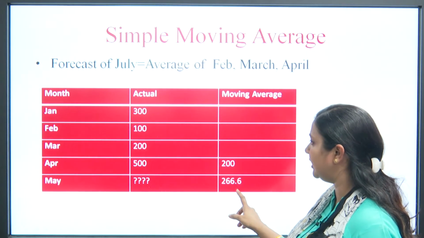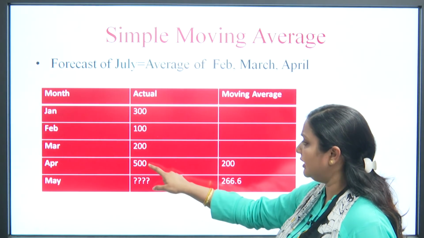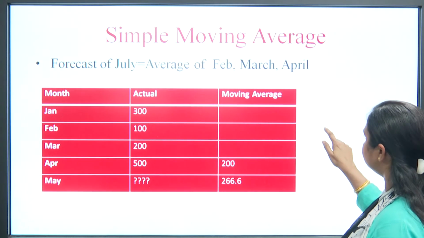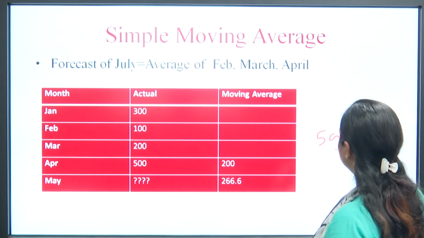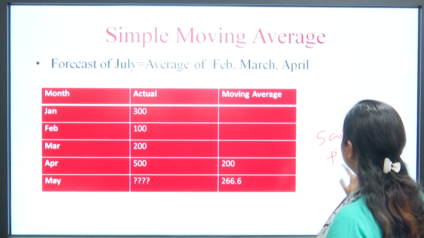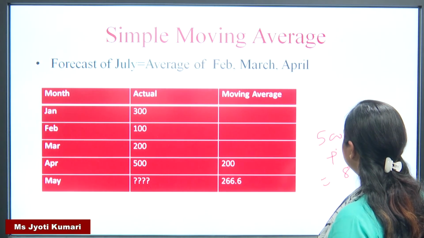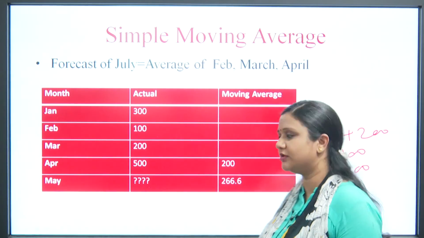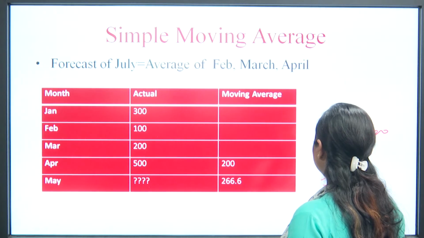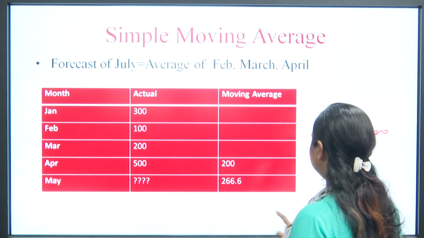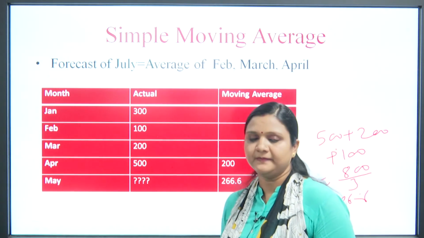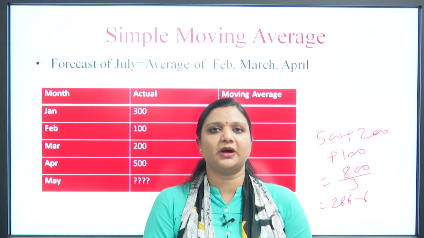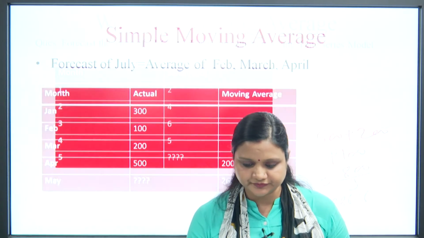Like if we are going to calculate the figure for May, 500, 200 and 100, how much? 500 plus 200 plus 100 means 800. 800 average of, means we are now taking the figures of 3 months. So, number of months is 3, and the result is 266.6, means 266 point something is basically the forecast for the month of May, calculated by using the formula of simple moving average.